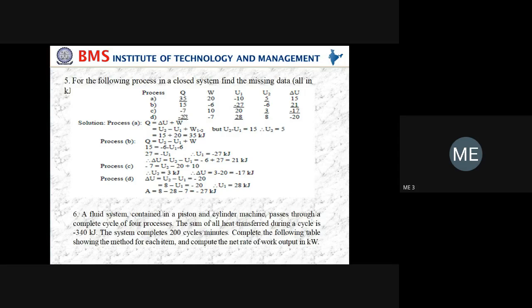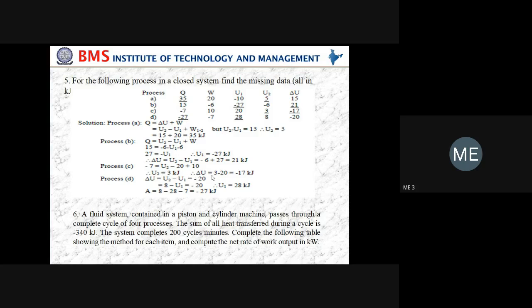For the third process, Q equals delta U plus W. Q is minus 7, and delta U is U2 minus U1. U1 is given as 20 kilojoules, plus 10. Plus 10 is the work done. So the unknown thing is U2. After substituting, minus 7 equals U2 minus 20 plus 10, we get U2 as 3 kilojoules.